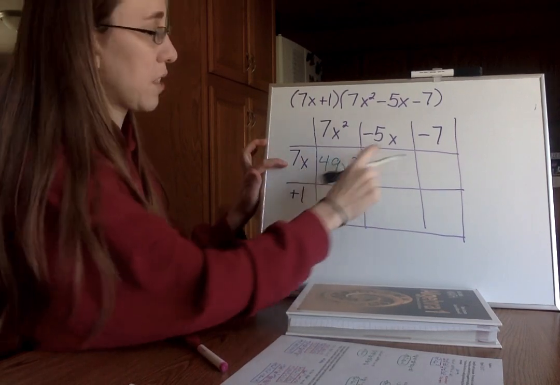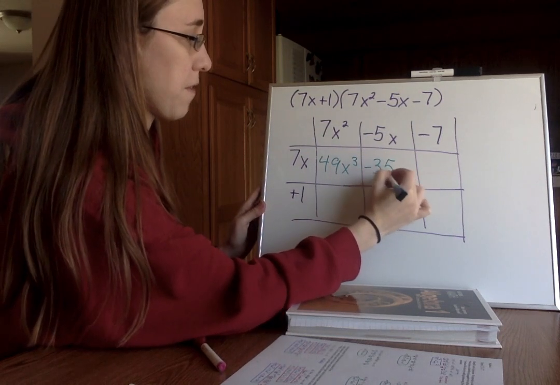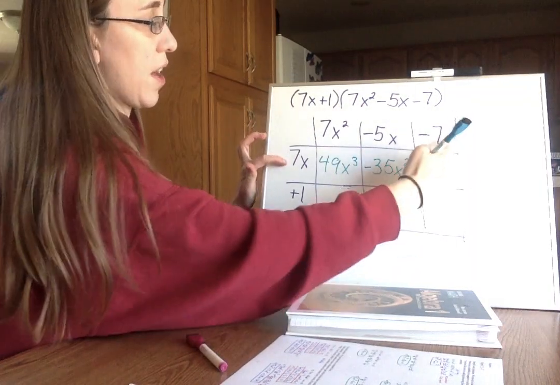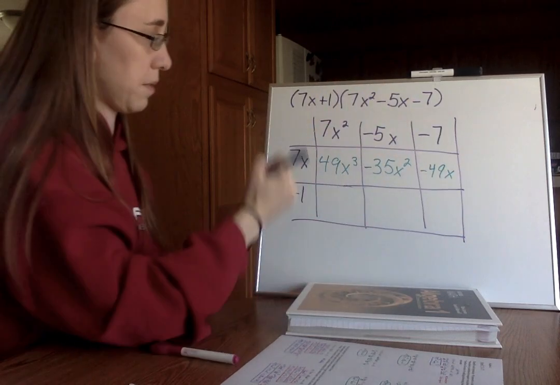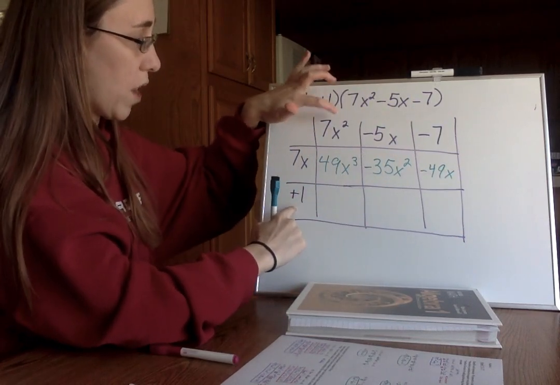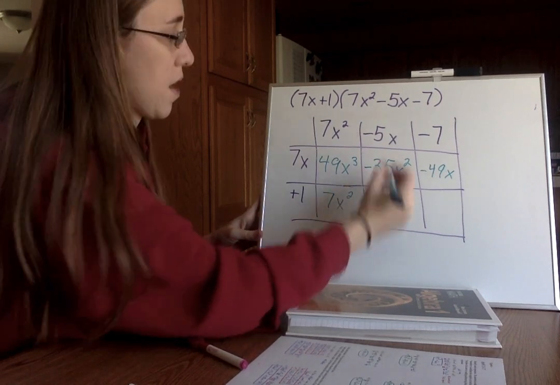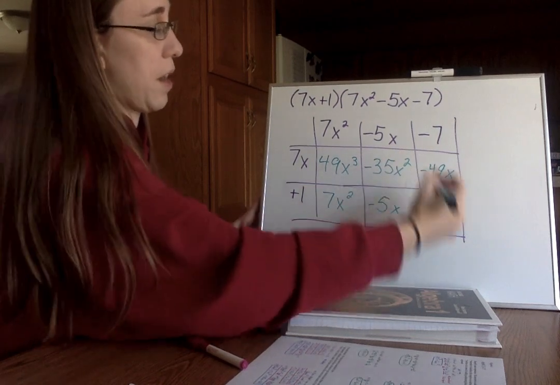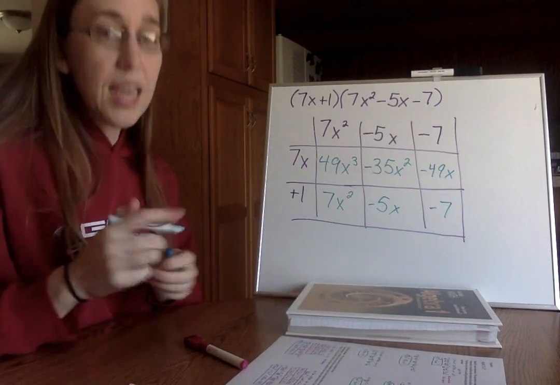Then we do the next one. 7x times negative 5x. That's negative 35x squared. Then we do the next one. 7x times negative 7 is negative 49x. Then we do the next one. 1 times 7x squared, that's easy, is just 7x squared. Same thing, 1 times negative 5x is negative 5x. 1 times negative 7 is negative 7. So that's all the little pieces.